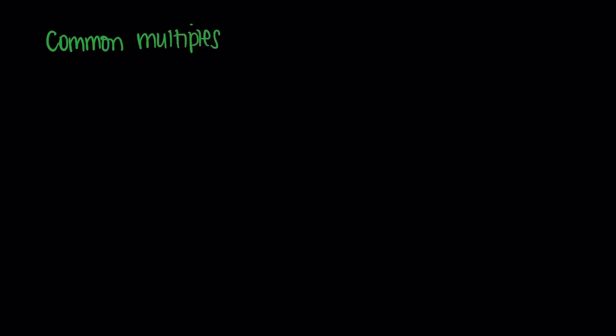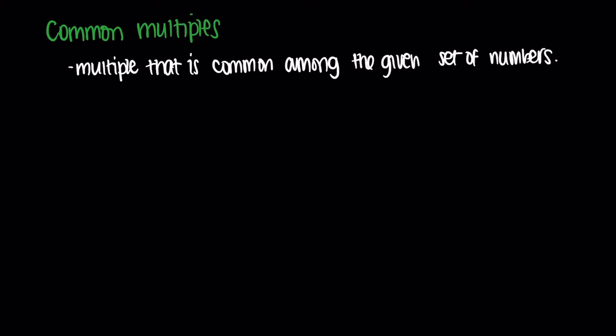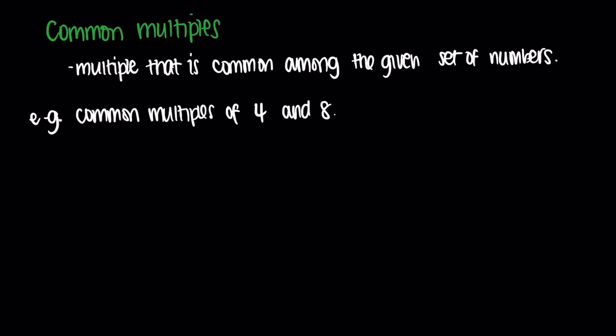First, what are common multiples? Common multiples, as the name implies, are multiples that are common among a given set of numbers. For example, what are the common multiples of 4 and 8? Well, to do this, we can list the multiples of 4, like we did in the previous lecture.